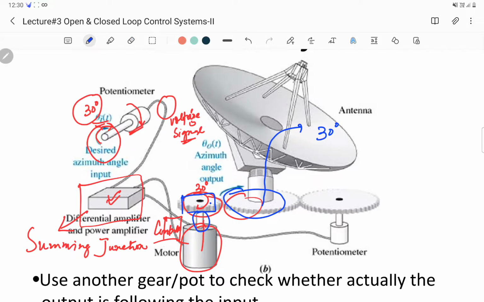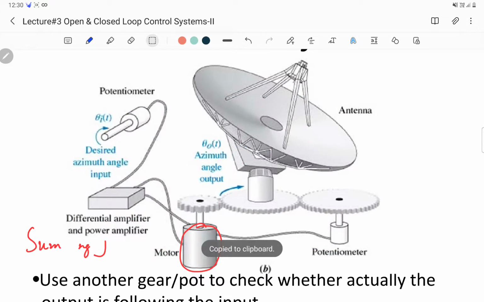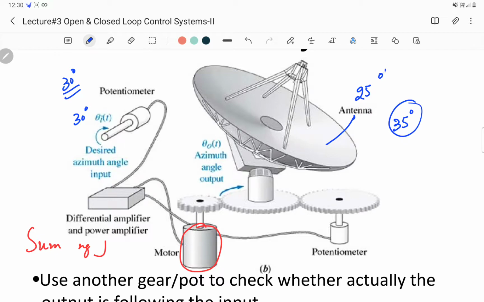So let me erase it first. Now say for example we intend to rotate it by 30 degrees and the antenna rotates only by 25 degrees, or we intend to rotate it by 30 degrees but the antenna rotates by 35 degrees. So these are the two possibilities.